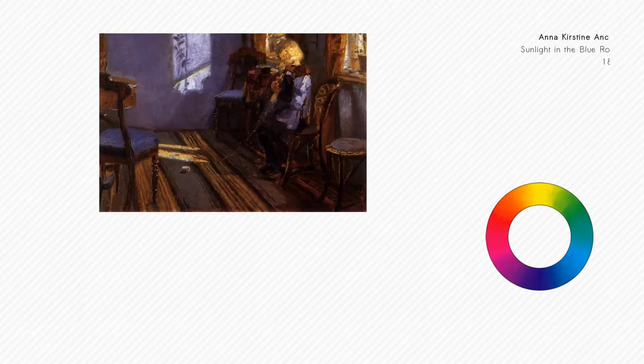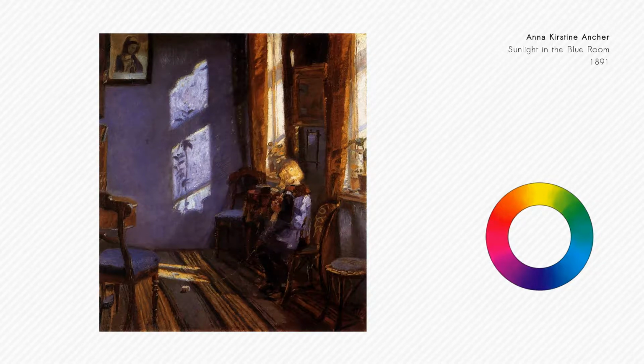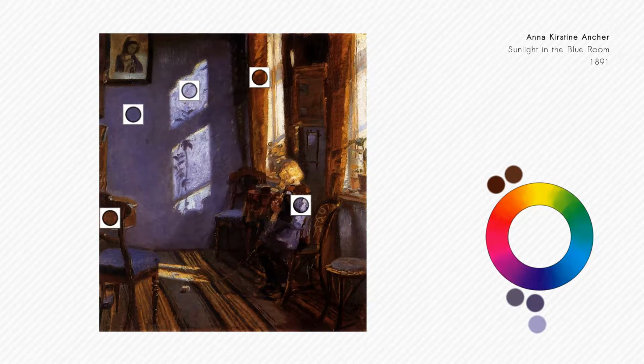Painting number 6, called Sunlight in the Blue Room, is by an artist called Anna Kirstine Anker. Such a warm painting here, a really homely scene, just sat in the late afternoon sun knitting. She's kept herself to this warm violet and burnt sienna palette. Now, these aren't perfectly across from one another, but I'm still going to call this one a complementary palette.